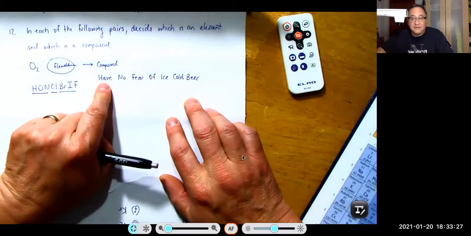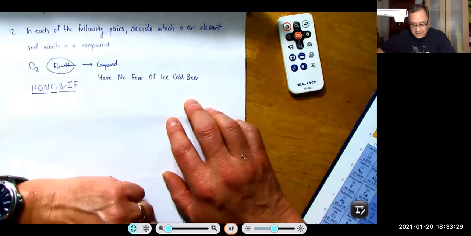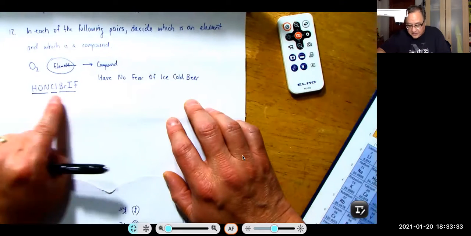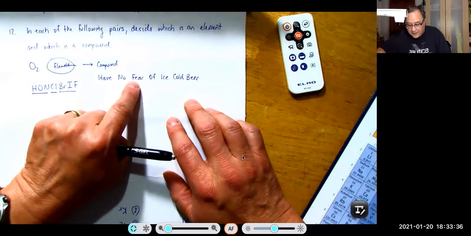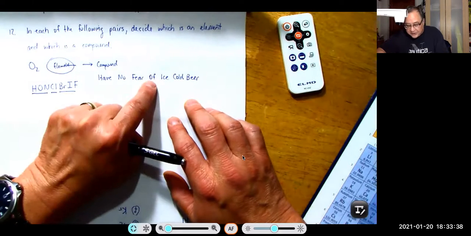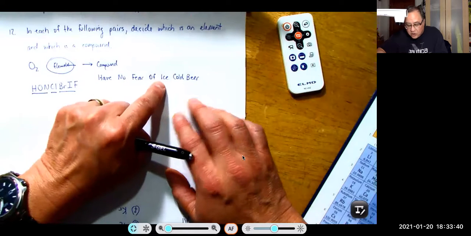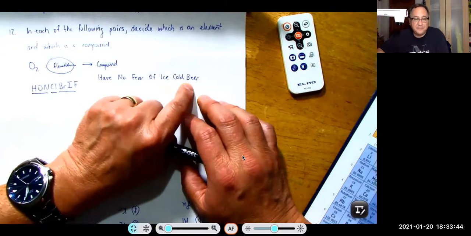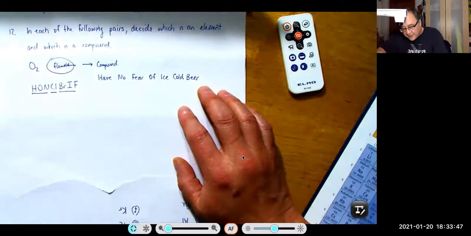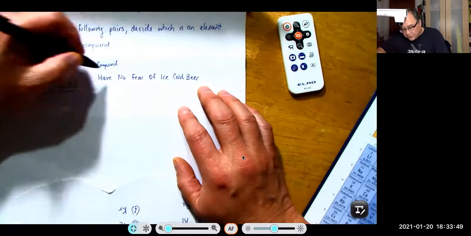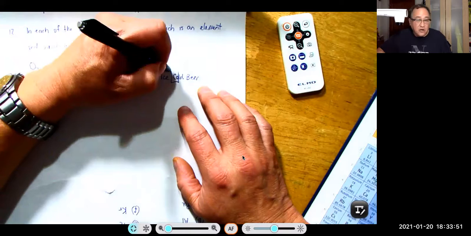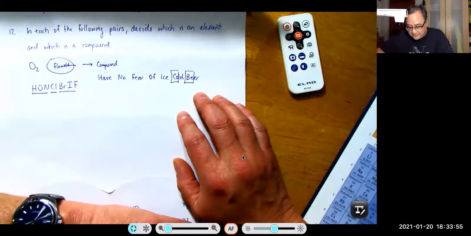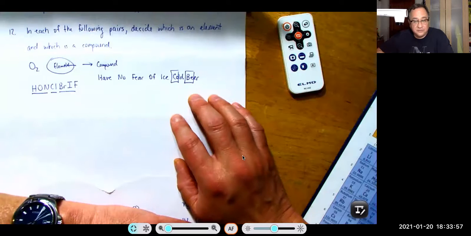Have no fear of ice cold beer. Have, hydrogen; no, nitrogen; F, fear, fluorine; of, oxygen; ice, iodine; cold, chlorine; beer, bromine. This one I don't like so well because the first 2 letters of cold actually are cobalt, and the first 2 letters of beer are beryllium. So this might fail you.